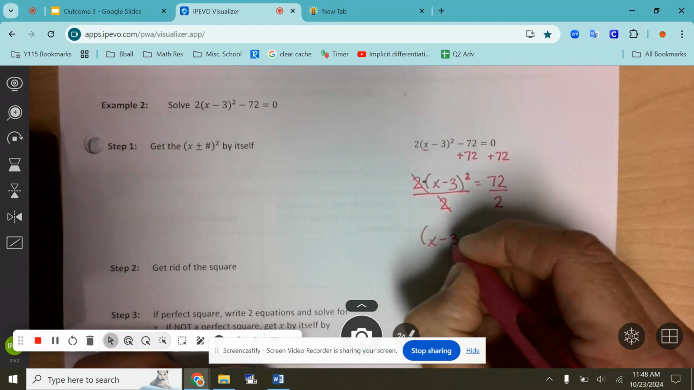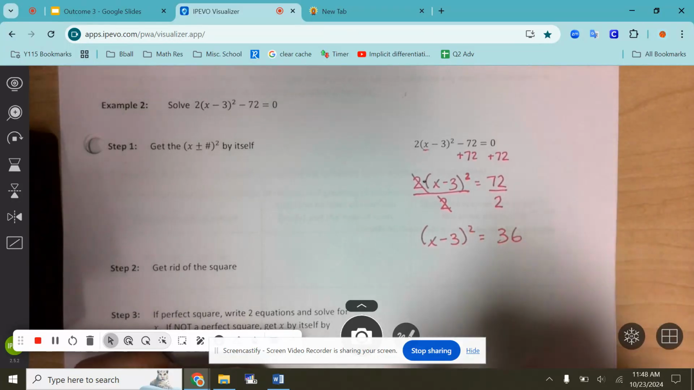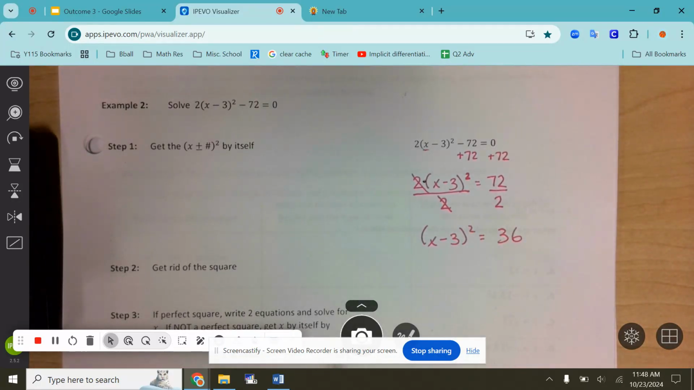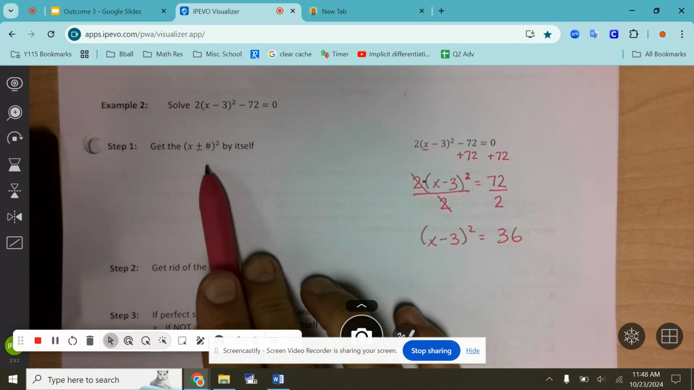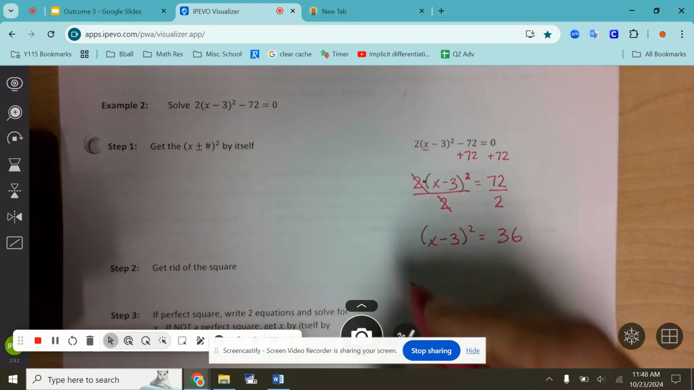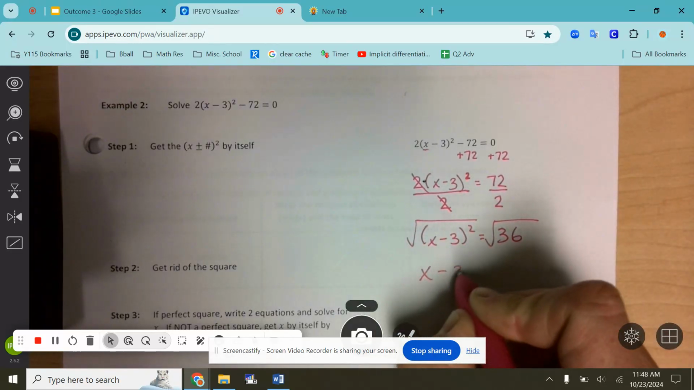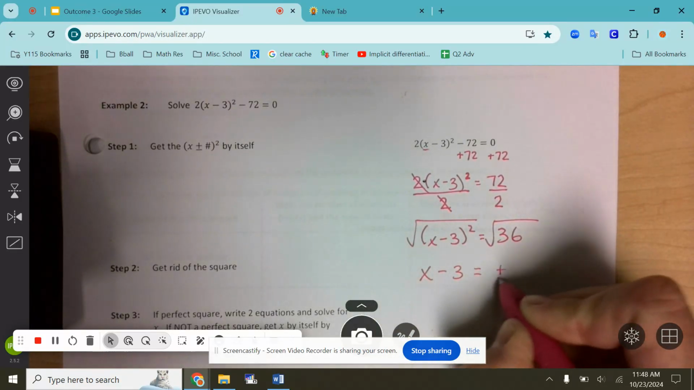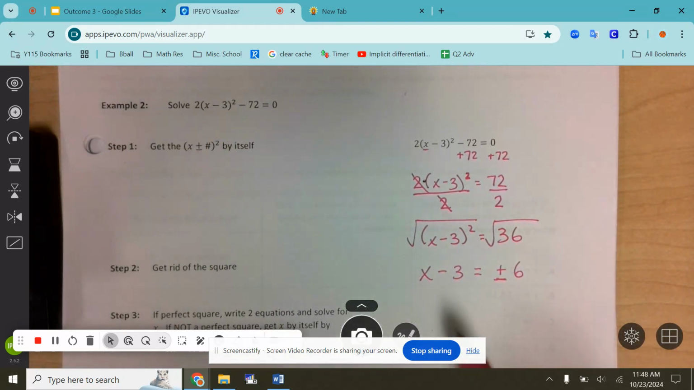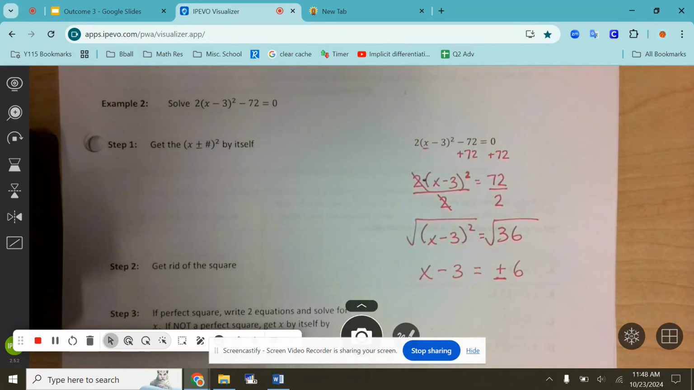72 divided by 2 is 36. You may use your calculators if you didn't know that. Okay, and that was our step 1. Get that parentheses x squared by itself. Step 2, get rid of the squared. And when I square root 36, I get positive 6 and negative 6. And I'm almost done. Okay, last step is really to get x by itself.